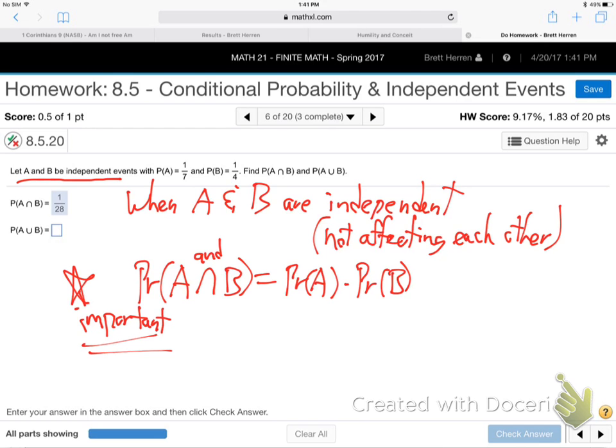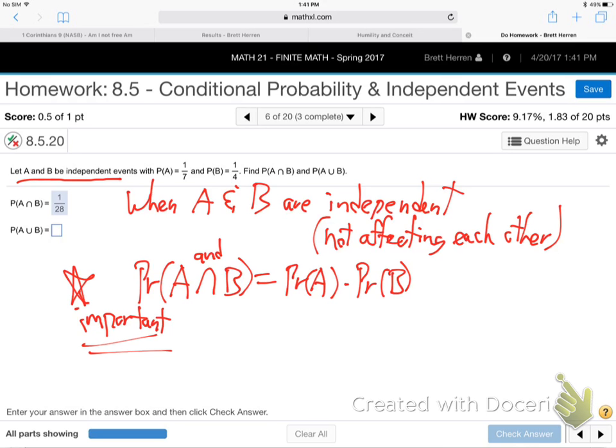We're going to use that several times, maybe 3 or 4 times in this section. So when two events are independent, when they don't affect each other, like rolling the die and rain, they're just totally unrelated. The chance of both of them happening is the two chances multiplied.